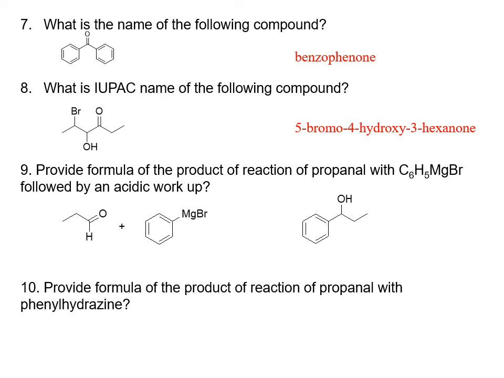Finally 10. Provide formula of the product of reaction of propanal with phenylhydrazine. So here is propanal with phenylhydrazine, so product is corresponding phenylhydrazone. And this completes this short set of exercises related to chapter 21.